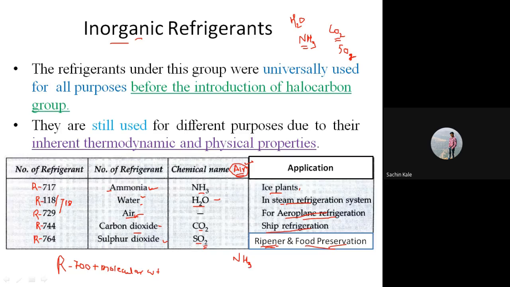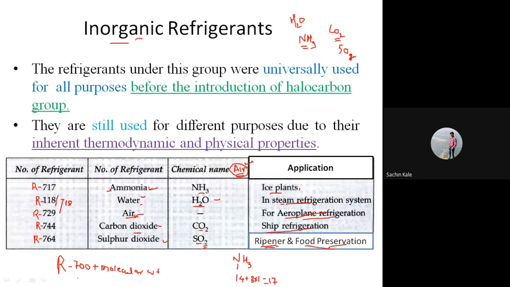What is the molecular weight of nitrogen? Can anyone tell me? Nitrogen has the molecular weight of 14. And what is the molecular weight of hydrogen? Hydrogen has the molecular weight of 1, but as it is NH3, 3 hydrogen atoms are there, so the molecular weight of H3 will be 3 into 1. So 14 plus 3 into 1 becomes 17.